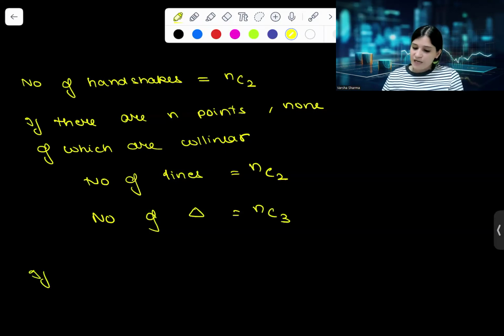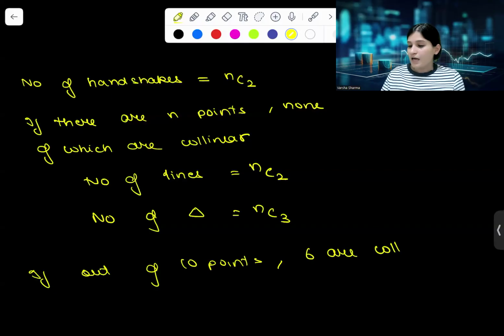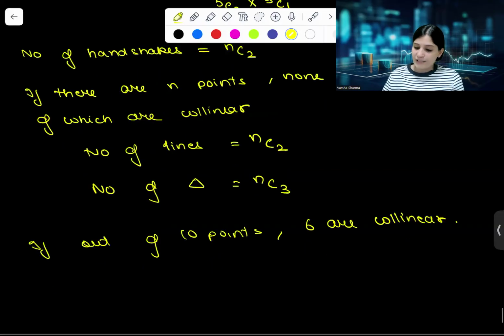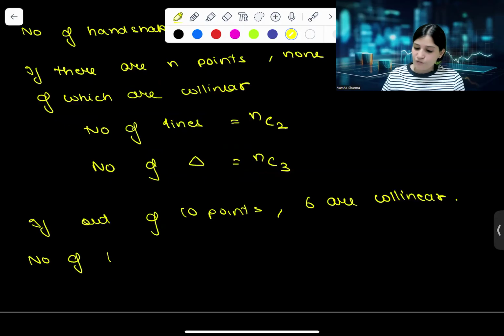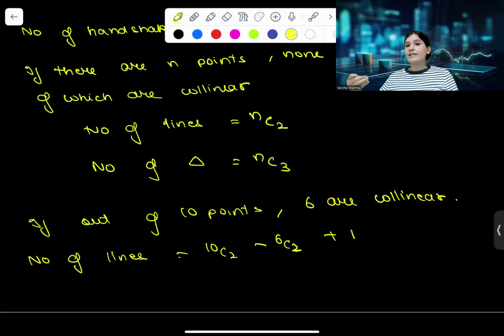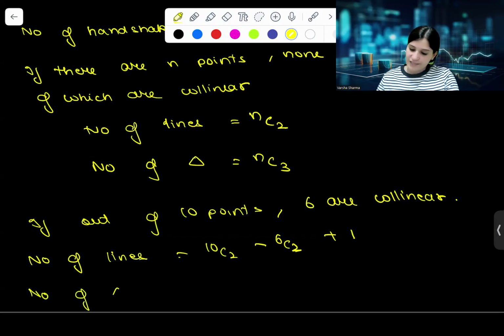But if out of 10 points, 6 are collinear, then the number of lines will be total lines, subtract the collinear ones and add 1, because all the collinear points will give you 1 line. If I want the number of triangles, it will be all the triangles subtract the collinear ones. Here we don't add 1 to it. I hope you all remember this.